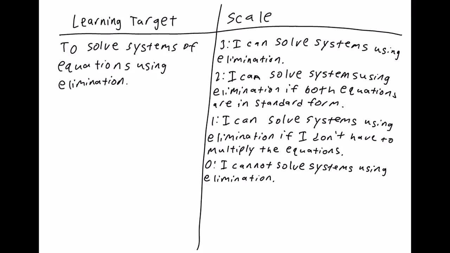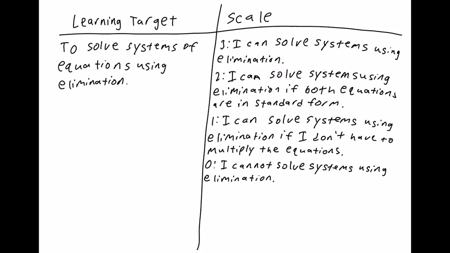The learning target for today is to solve systems of equations using elimination. Again, this is the third of the three methods for solving systems, so it's the last method we're going to learn. So, for a scale, a 3, you can solve systems using elimination. 2, you can solve systems using elimination if both equations are in standard form. That'll be something x plus something y equals something, like 3x plus 4y equals 7. If it's in standard form, both of them, then you can solve them.